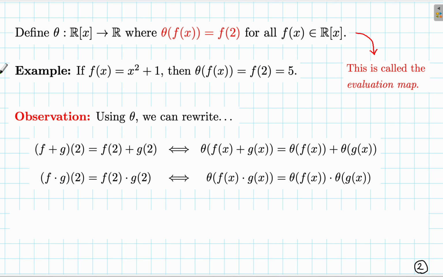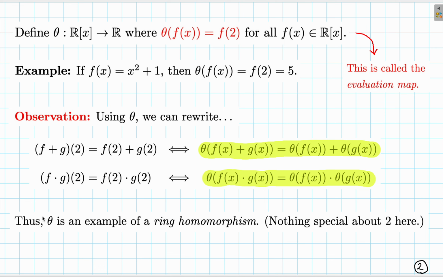So theta satisfies these two relationships, the additive one and the multiplicative one. And therefore, theta is an example of a ring homomorphism, which we will formalize in the next slide. One remark about the evaluation map is that there's nothing special about 2 here. We could have used any real number to define the evaluation map, such as -7 or pi, for instance.